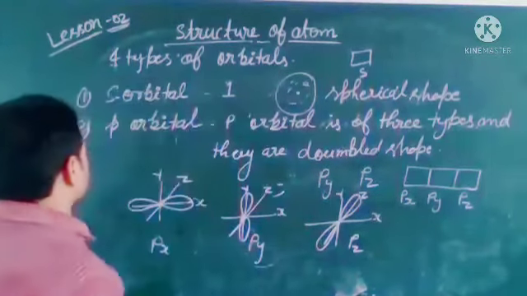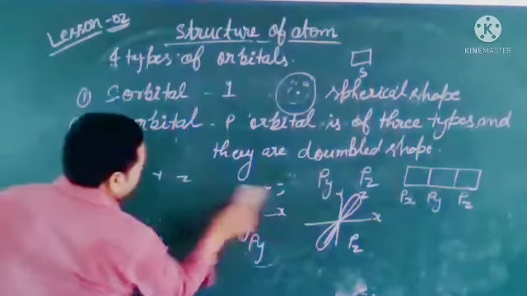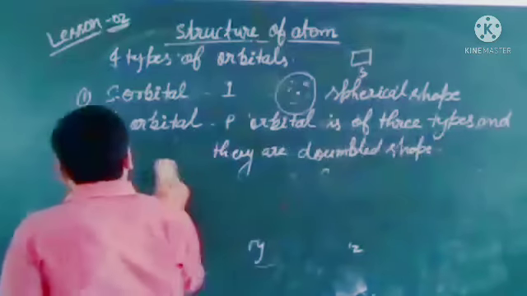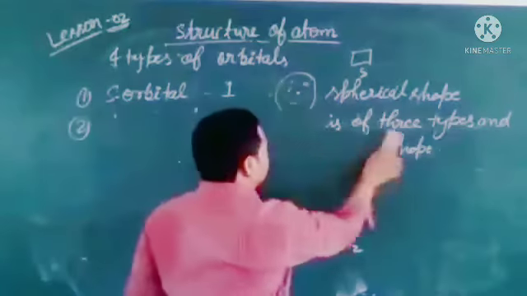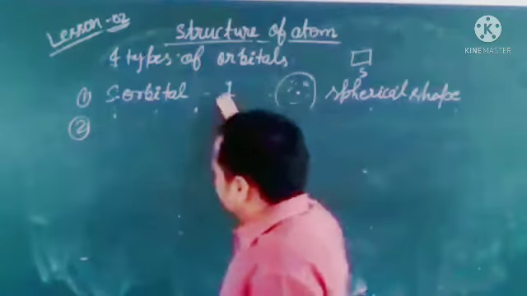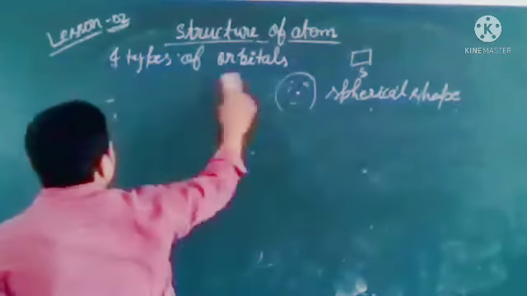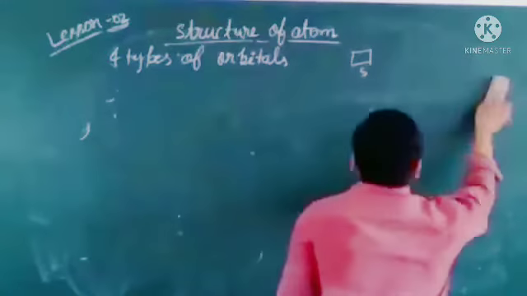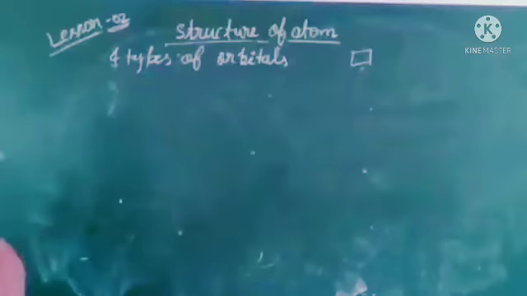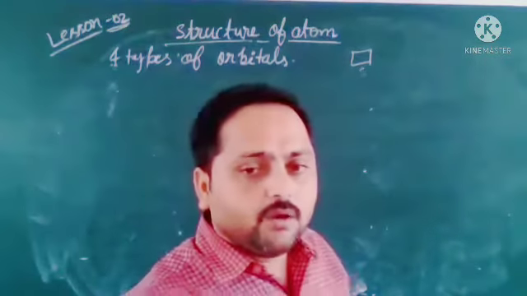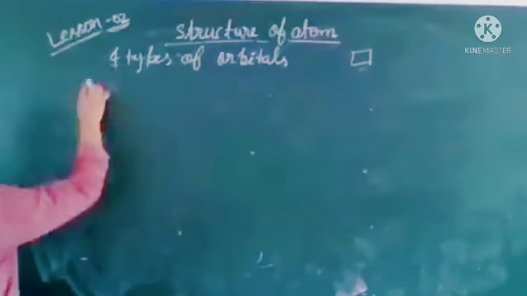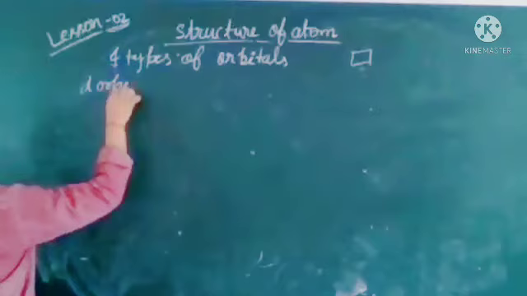Let us move to the d orbital. The d orbital is of 5 types. And what are the types? The types are dxy, dyz, dzx, dx square minus y square, and dz square.